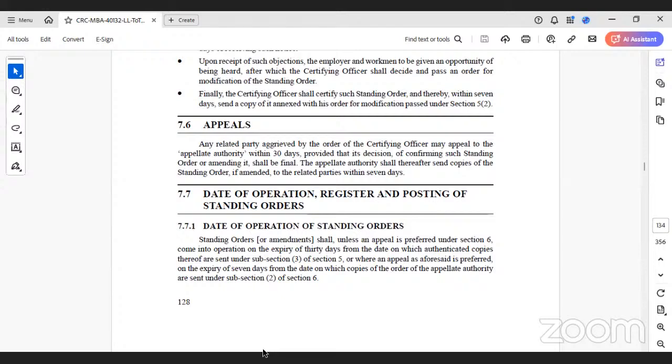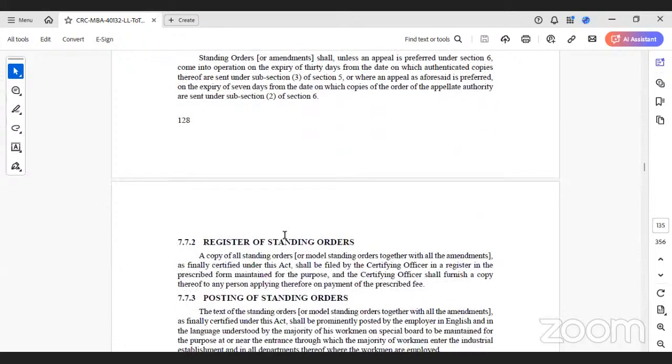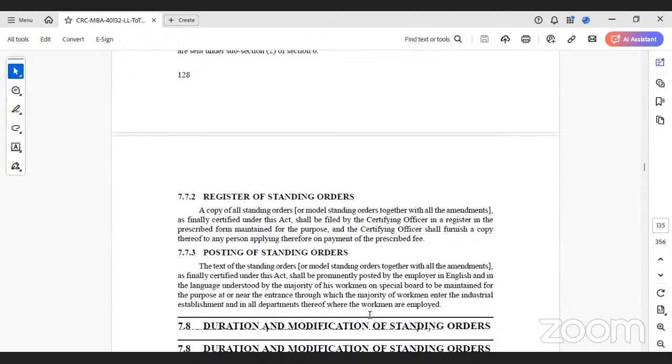And the date of operation, register and posting of the standing orders. The standing orders or the amendments made in the standing orders shall, unless an appeal is preferred under Section 6, come into operation on the expiry of 30 days from the date on which authenticated copies are sent under subsection 3 of Section 5. Okay, so within 30 days, if there is no objection, no modification, such order will be passed and it is applicable. The register of the standing orders: a copy of all the standing orders with all the amendments as finally certified under this act shall be filed by the certifying officer, and the certifying officer shall furnish a copy to any person applying thereof on payment of the prescribed fee.